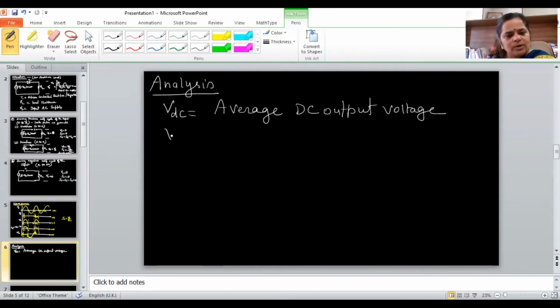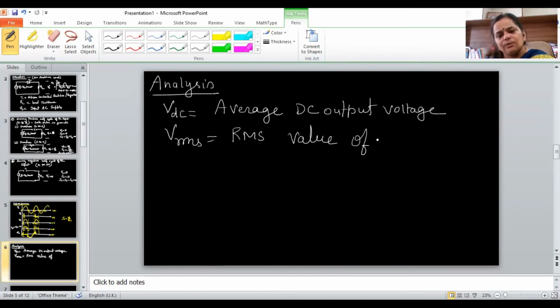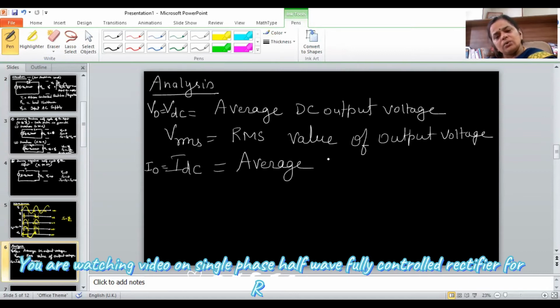The second thing I am going to calculate is VRMS, the RMS value of output voltage. Why are we calculating the RMS value of output voltage? Because the output which I am getting is not a pure DC, it is a pulsating DC. I am also going to calculate the IDC. VDC is also called V naught, and IDC is also called I naught. That is the average value, the average DC output current.